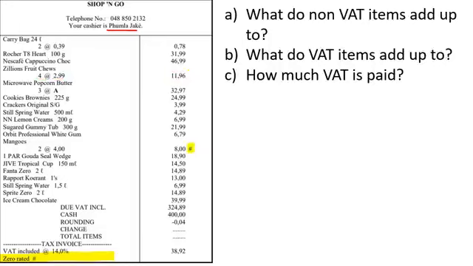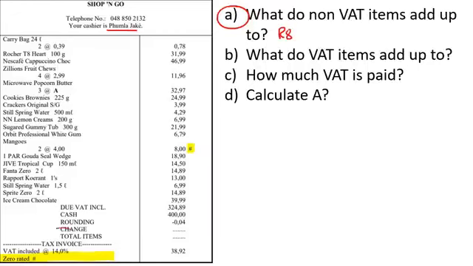And then popcorn, for example. We need to calculate that actually, so I've added it in over there. But let's quickly have a look. The first question says, what do the non-VAT items add up to? Non-VAT is only this one over here, and so that's going to be 8 Rand.